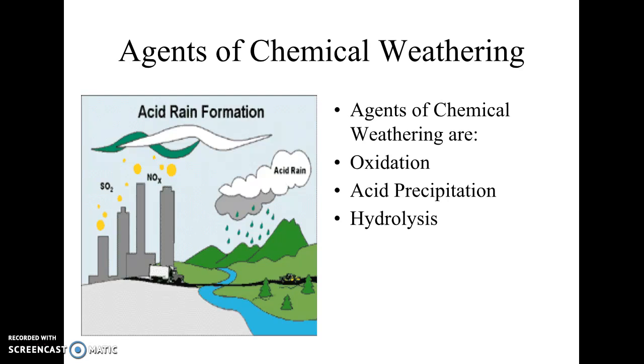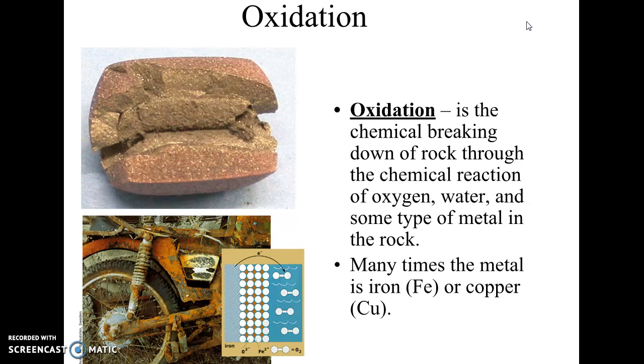Okay. The agents of chemical weathering are oxidation. So what is it using? Oxygen. Acid precipitation, which is more than likely a weak carbonic acid. And hydrolysis, which of course is using liquid water. So oxidation. Oxidation is the chemical breaking down of a rock through chemical reactions, such as oxygen, water, and some type of metal.